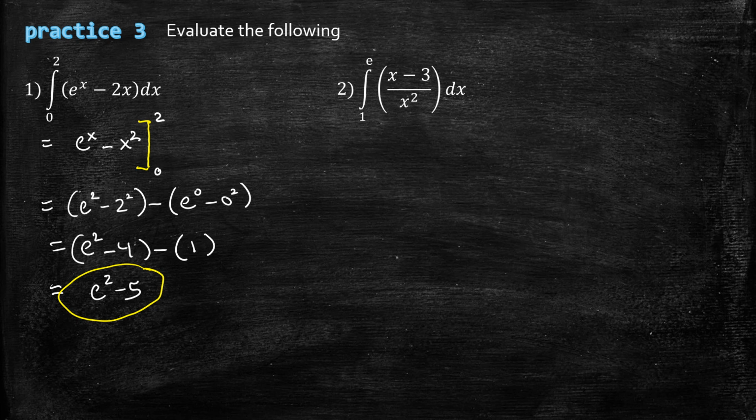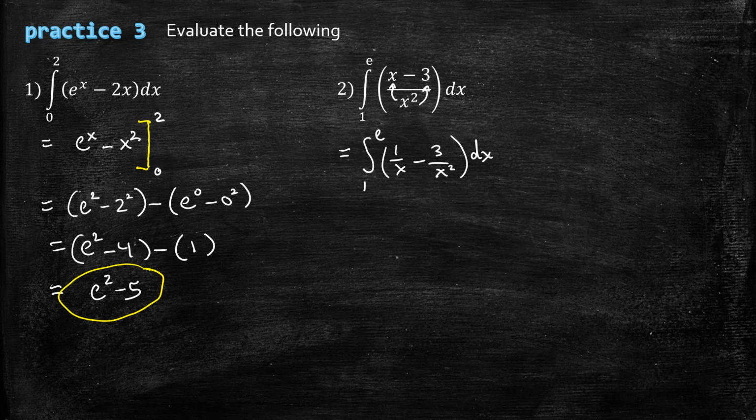Now let's move on to the other one. This next one, it looks like we have a quotient rule. Don't be fooled, there is no quotient rule for integrals. So the first thing we have to do is break it apart into components that we do know how to find the antiderivative. So we can divide x over x squared to be fair, and then 3 over x squared. X over x squared is 1 over x, and 3 over x squared is just that.